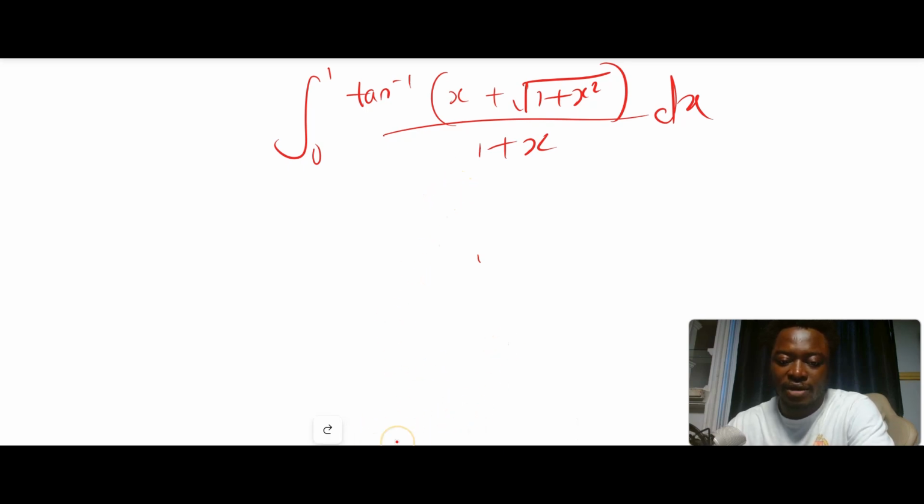Well, here's a beautiful integral before us. The integral from 0 to 1 of tan inverse of the square root of 1 plus x squared, divided by 1 plus x squared, dx. And we need to evaluate this integral in closed form.